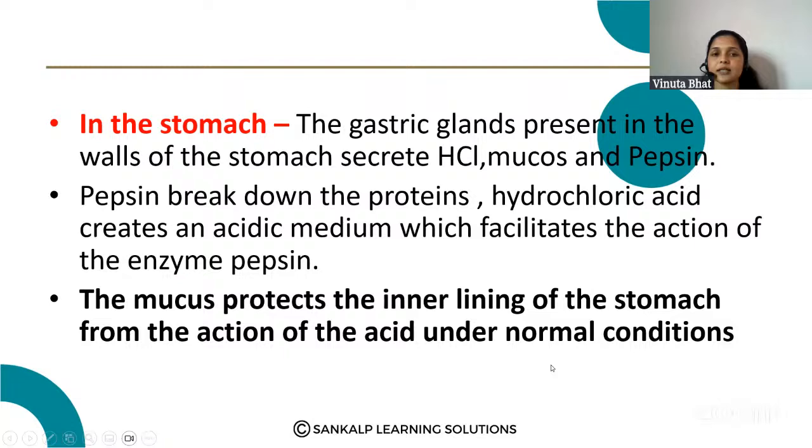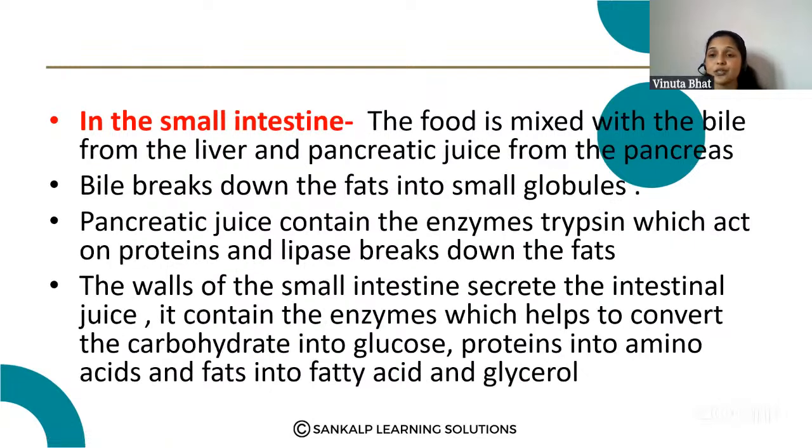Okay. Then next thing is the small intestine. How does the digestion take place in the small intestine? This takes place in 3 steps. So those 3 steps you have to write clearly. The first thing is the food is mixed with bile from the liver and pancreatic juice from the pancreas. So the liver releases the bile juice and the pancreas releases the pancreatic juice into the small intestine. Here in the small intestine, bile breaks down the fats into small globules. The bile juice breaks down the fats from large globules into small globules.